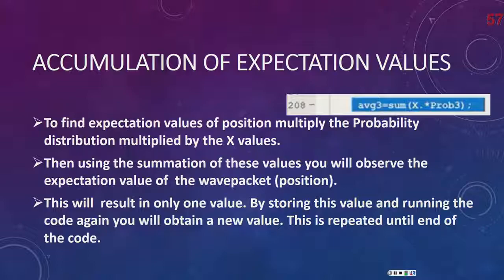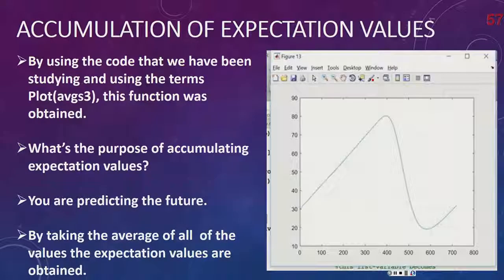That's why you have the average, because you keep looping it, and then you will actually be able to show how the graph moves throughout. So you keep obtaining a new value over time, and then it'll show you your function. That's what's shown here on the right. So by plotting AVGS3 in MATLAB, that would show your function. And the purpose of showing the accumulation of expectation values is to predict the future. By taking the average of all the values, your expectation values are obtained.